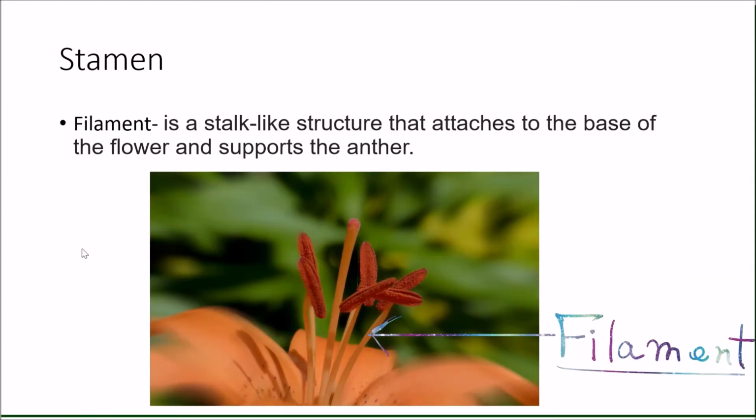So, the second part of the stamen is the filament. It is the stalk-like structure that attaches to the base of the flower and supports the anther to keep it upright. You can see the filament here.